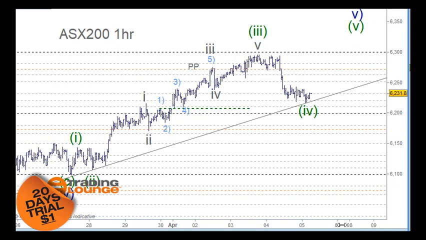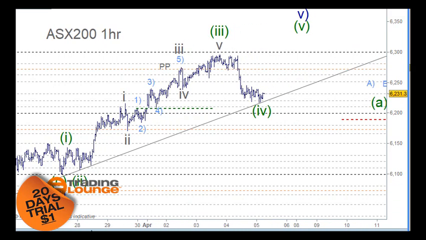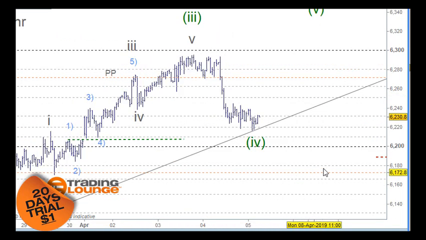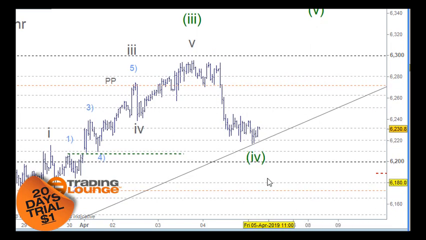Yes, there's 2 different ways of counting this structure up here, and both of those still leave you with wave 3 here. The thing that we need to watch here though is that first of all we need to confirm that we've got a low in here and we don't have a little 5-wave structure up here, so it could drop a little bit lower here to finish off, so I'm not sure about that.